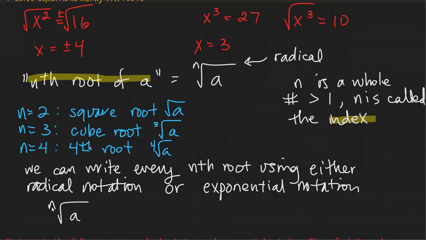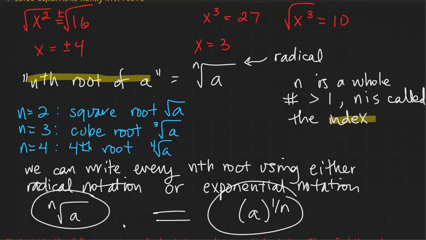Well, every single time we see this, it's equal to a to the power of 1 over n. Okay, these are the same. Maybe write this in big lettering, big size. This notation equals this notation. One way to write the nth root is a to the power of 1 over n.